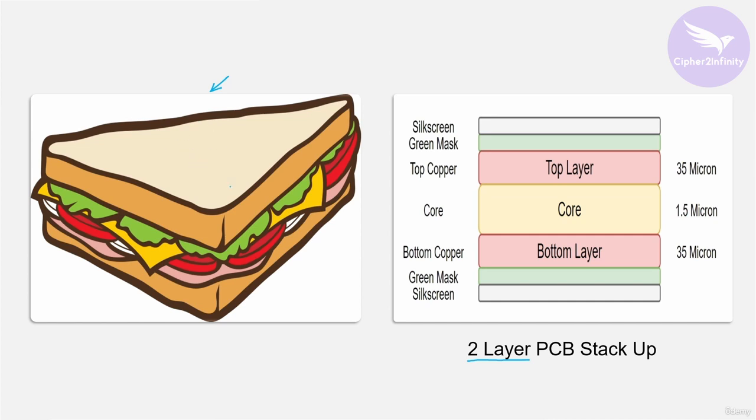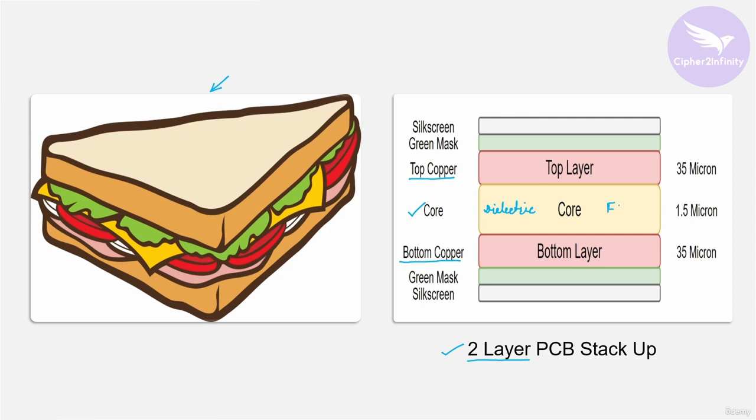In the same way, in a PCB there are multiple layers. As we are dealing with a 2-layer PCB, there will be only 2 copper layers. One copper layer will be on the top, and the second copper layer will be on the bottom, and these 2 copper layers will be isolated by a core, which we also call a dielectric. Most of the time, this core in a 2-layer PCB is going to be FR4.